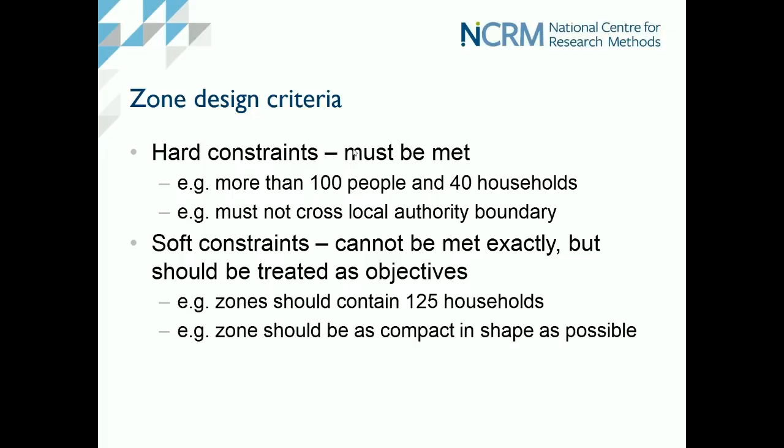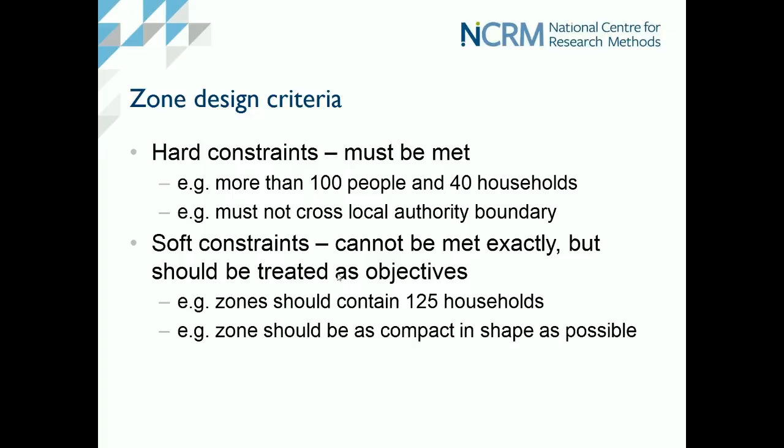So the kind of constraints we've got, obviously we've got some things which you say, well, they must be met. There must be more than 100 people or 40 households. I must not cross a local authority boundary. Those are things which are, if you like, absolute requirements of the viable solution.